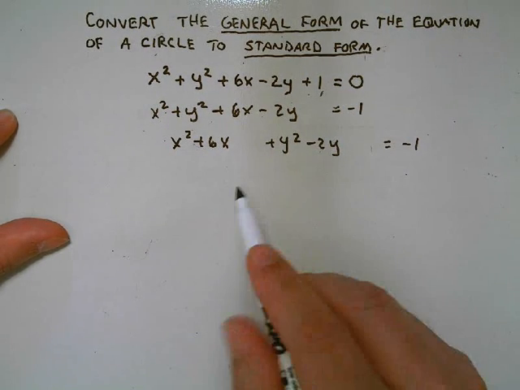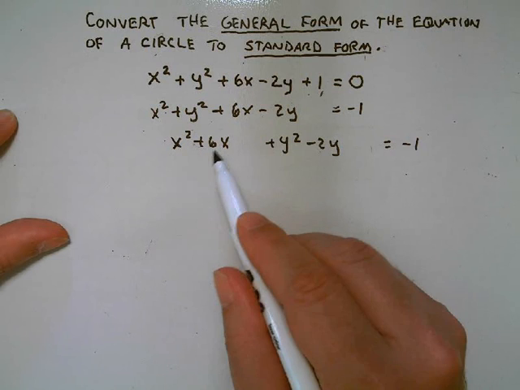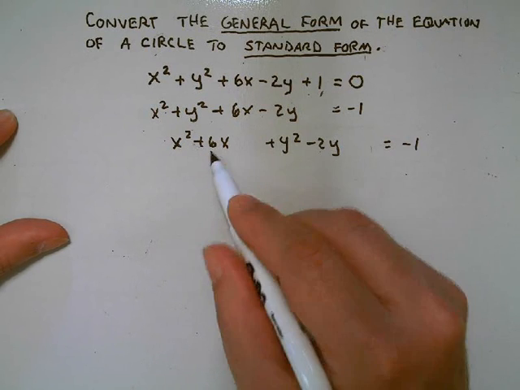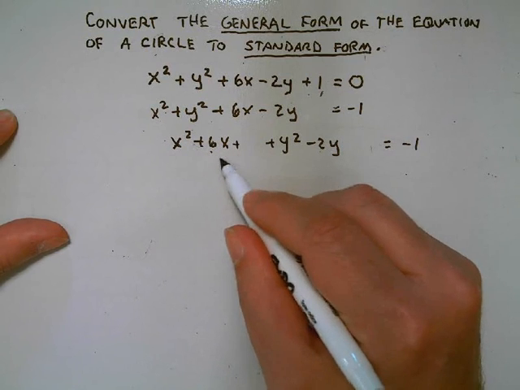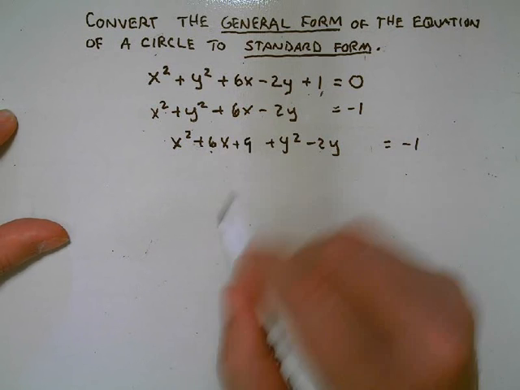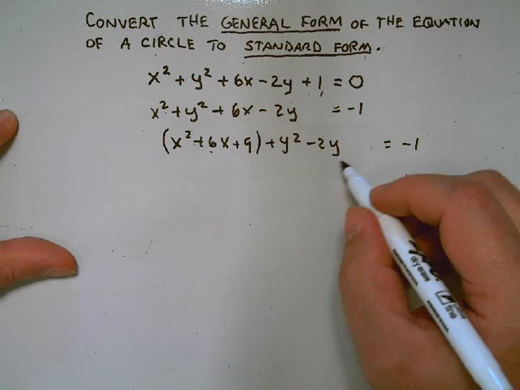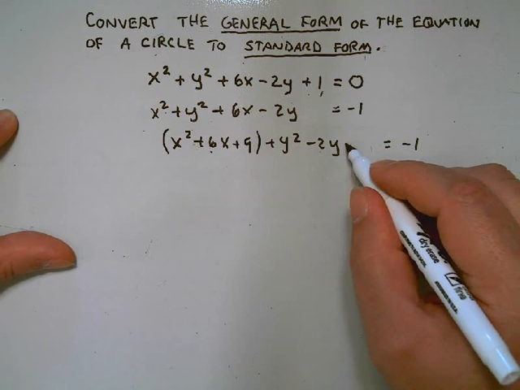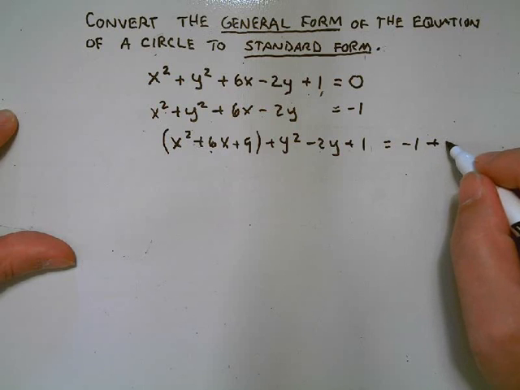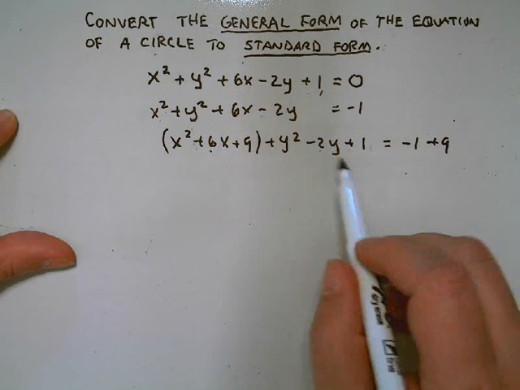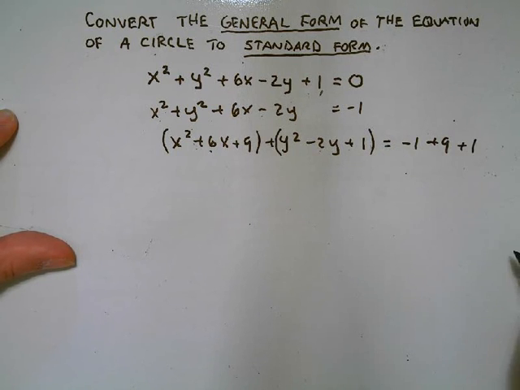All right, now what we're looking for is to make a perfect trinomial square, which means essentially what we're going to do is cut this in half and square it. So half of 6 is 3, and 3 squared is 9. Half of 2 is 1, and 1 squared is 1. Now, we added 9 over here, so on the other side of the equation, you also want to add 9. We added a 1 here, so we add 1 there to keep the equation equal.